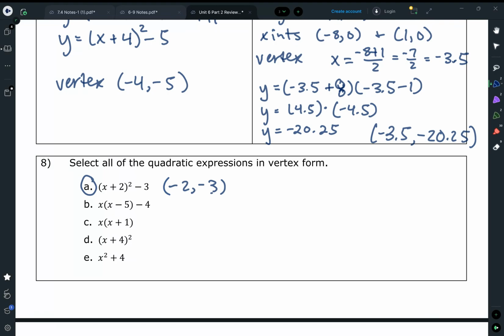The next one almost looks like vertex form. I have parentheses, but there's a sneaky x in front. So there's no square right here. I don't have that, and so it's not vertex form. Same thing on the next one. I have parentheses, but there's no square.